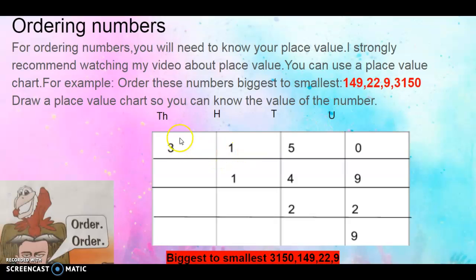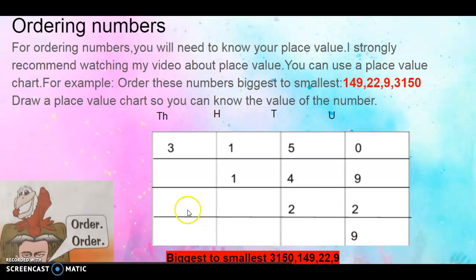First of all, we have to make our place value chart like I did here. You can make as big a chart as you want to, but this video is for the beginners, so I'm using up to thousands. You can make it big up to 10,000, 100,000, or as high as you want to. 1,000, 100 and units. So the 1,000 number we have is 3,150. Then 149, 22, and we have a single number which is 9.